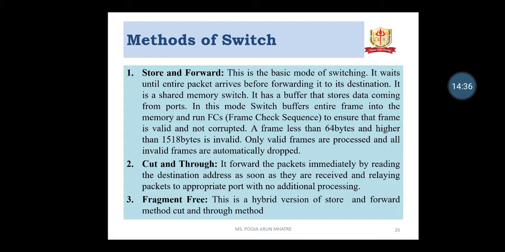So in this mode, the switch buffers the entire frame into the memory and runs the FCS, that is the frame check sequence, to ensure that the frame is valid and not corrupted. A frame less than 64 bytes or higher than 1518 bytes is invalid. So only valid frames are processed and all the invalid frames are automatically dropped.